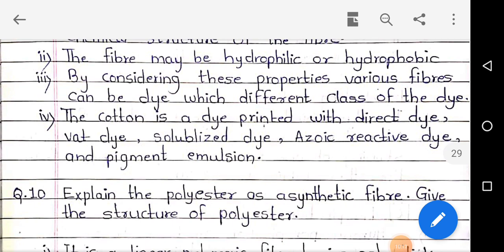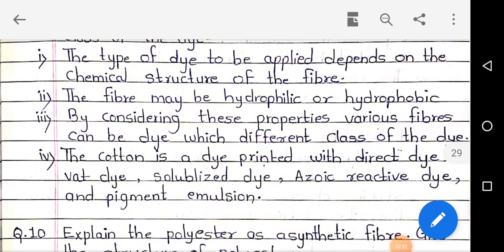Which different classes of dyes? Cotton is dyed and printed with direct dyes, vat dyes, solubilized dyes, azoic dyes, reactive dyes, and pigment emulsions. This means a number of types of dyes can be suitable for cotton. As the structure has flexibility, more types of dyes can be useful.